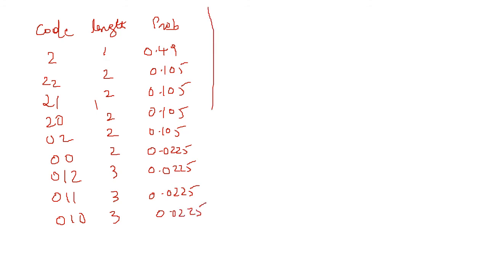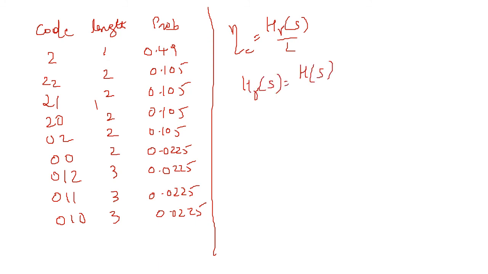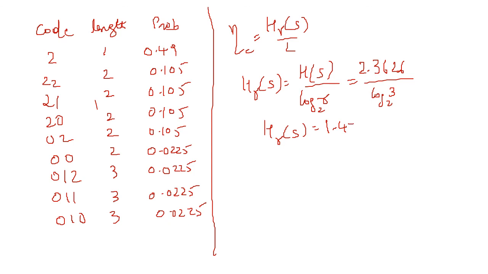Now to find the code efficiency, we know eta c is equal to HR of S divided by L, and HR of S is nothing but H of S divided by log to the base 2 of R. R is equal to 3. Substituting the value, H of S is 2.3626 divided by log to the base 2 of 3 for ternary code. So HR of S will be equal to 1.49 trinits per symbol.